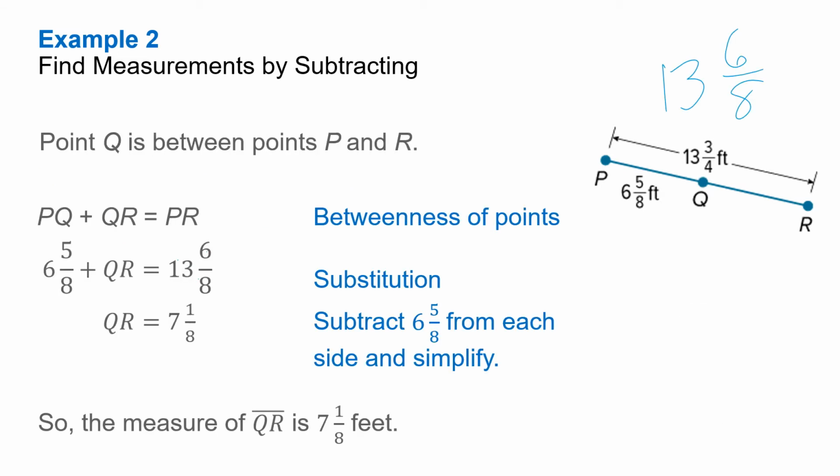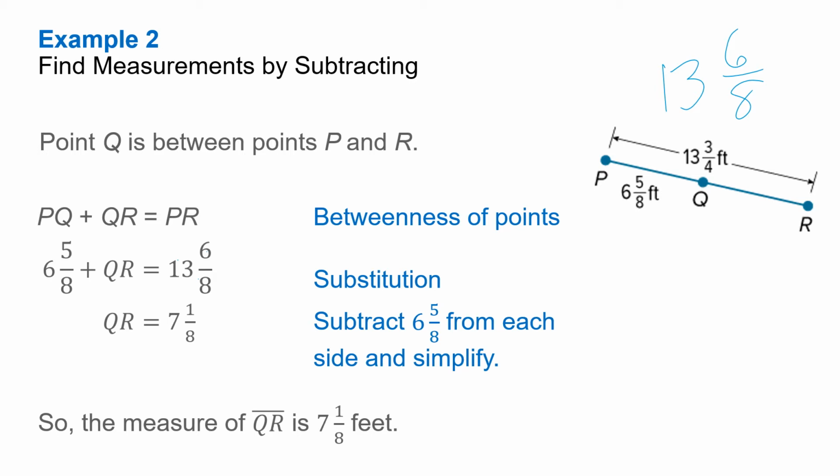Point Q is between points P and R. The relationship is PQ plus QR is equal to PR. I substituted my values that were given to me on the diagram in for PQ and PR. However, notice that when I substituted for PR, I substituted my equivalent fraction for 3/4. So 13 6/8 is the same as 13 3/4 feet.